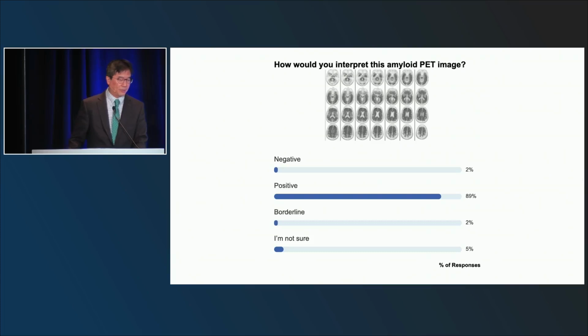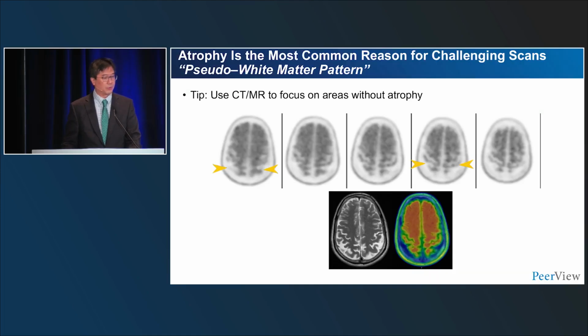Okay, yep, great job everyone. Again, almost everyone got it. Positive scan. There's no white matter pattern here. Actually, every region here is positive in the cortex. You have activity going all the way out to the edge of the brain where the gray matter lies. All right. And also, just a companion slide for this one.